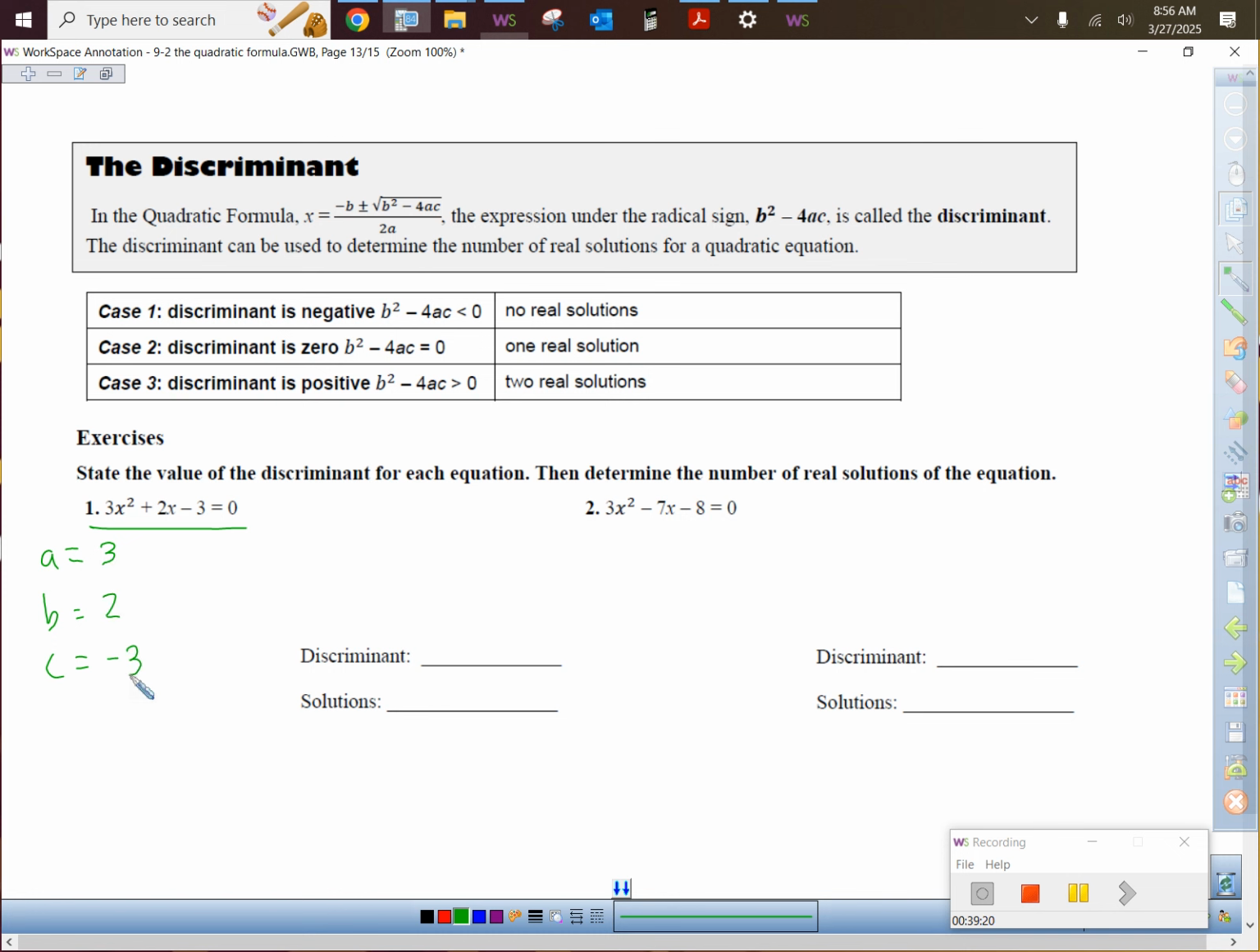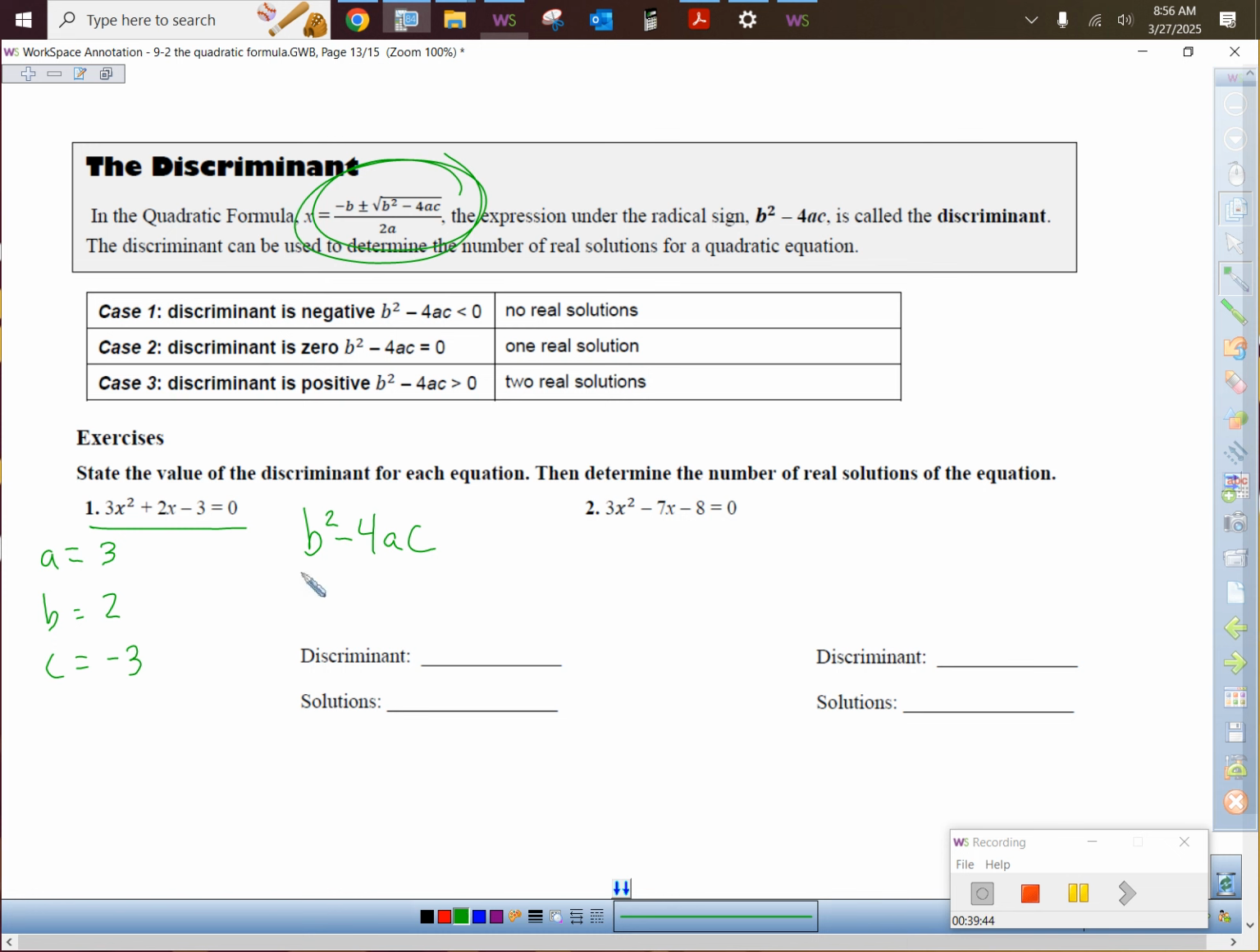And notice they are not asking me to find any answers. They want to know, when it says solutions, I should have typed it as number of solutions, so my fault. They want me to find the discriminant. I don't need to do the entire quadratic formula. I need to do this, b squared minus 4ac. Notice the square root is not around it, right? So let's sub that stuff in.